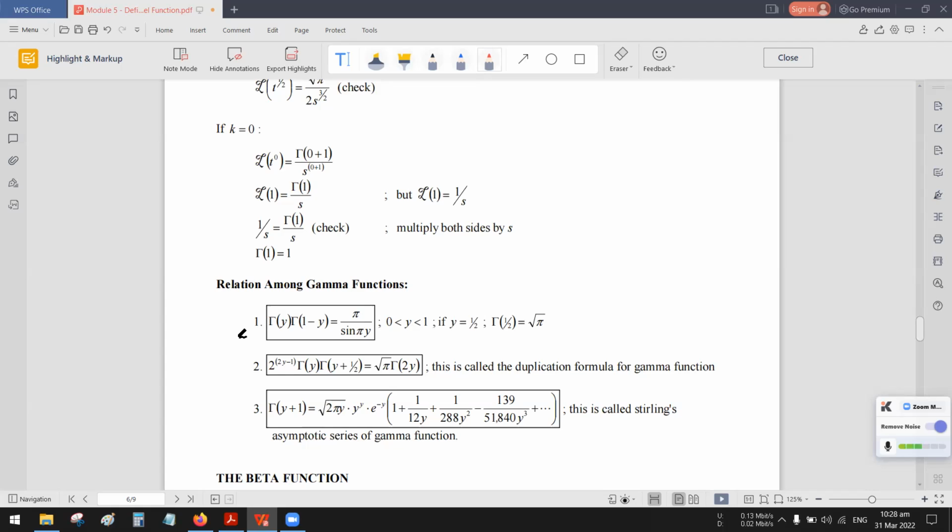So we have here 3 relations among gamma functions. So take note of this, yung naka-box formula. Although hindi naman to lalabas sa exercises ninyo. Familiarize lang.